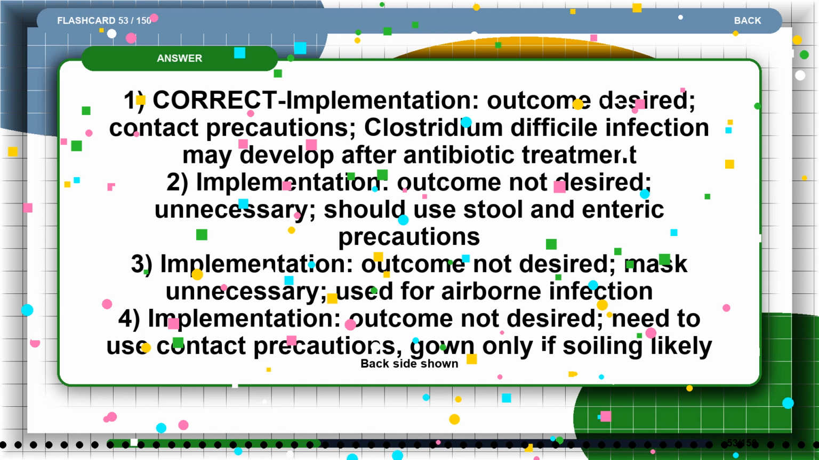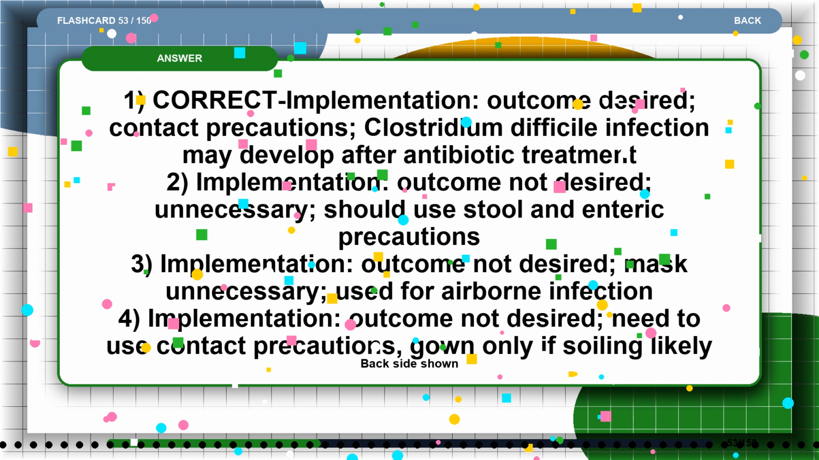The answer is 1. Correct implementation. Outcome desired. Contact precautions. Clostridium difficile infection may develop after antibiotic treatment. 2. Implementation. Outcome not desired. Unnecessary. Should use contact and enteric precautions.